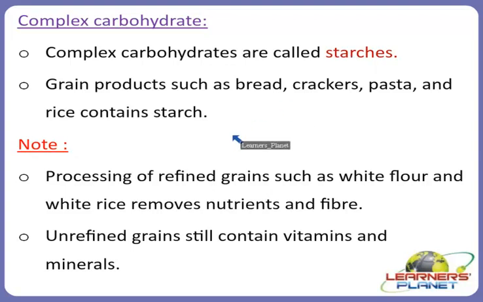So it is also a very important component of carbohydrate which should be consumed by us, right? As with simple sugars, some complex carbohydrate foods are better choices than others. Refined grains such as white flour and white rice have been processed, which removes nutrients and fiber. So this is a note you should keep in mind: processing of refined grains such as white flour and white rice removes the nutrients and fiber from the diet. So that is not very important for us.